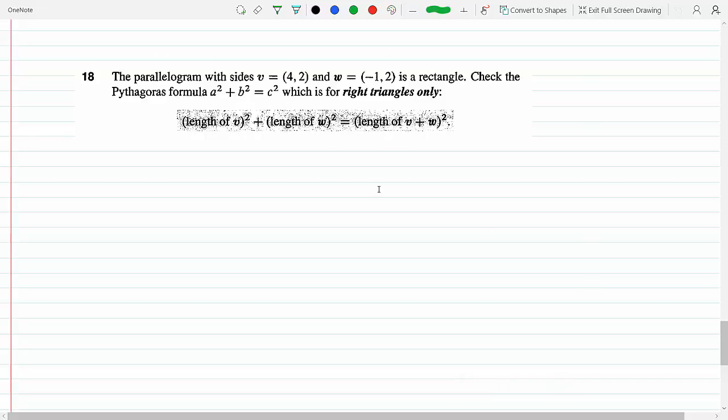Parallelogram with sides is the rectangle. Check the Pythagorean theorem, which is for right triangles only. So this is just a way to make sure that the Pythagorean identity works with vectors. So let's see if this is true. What's the length of V?